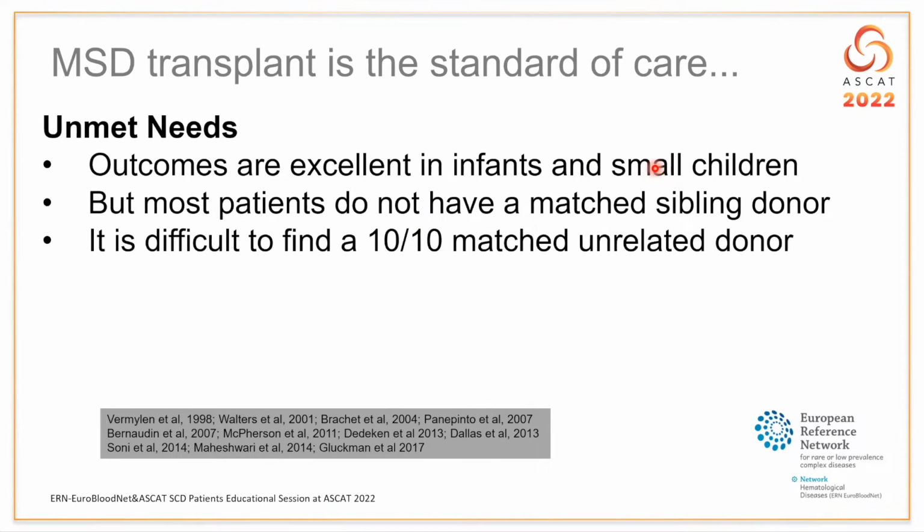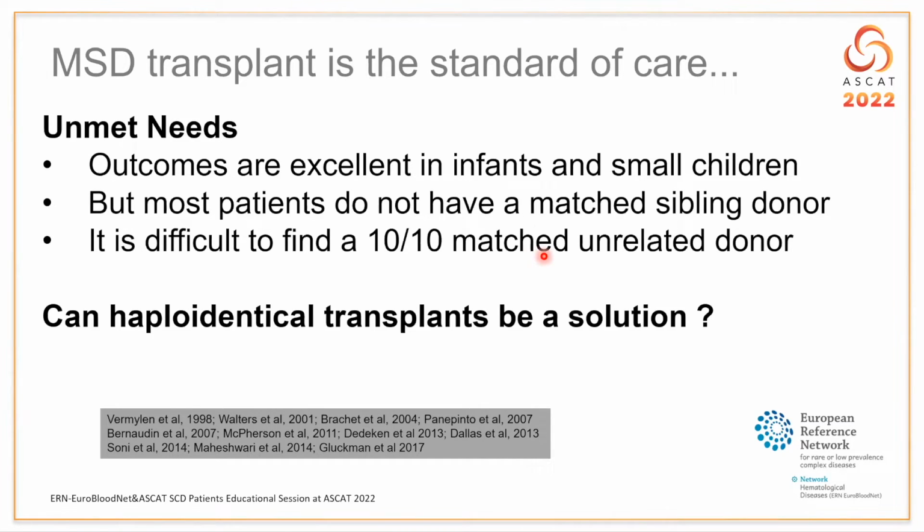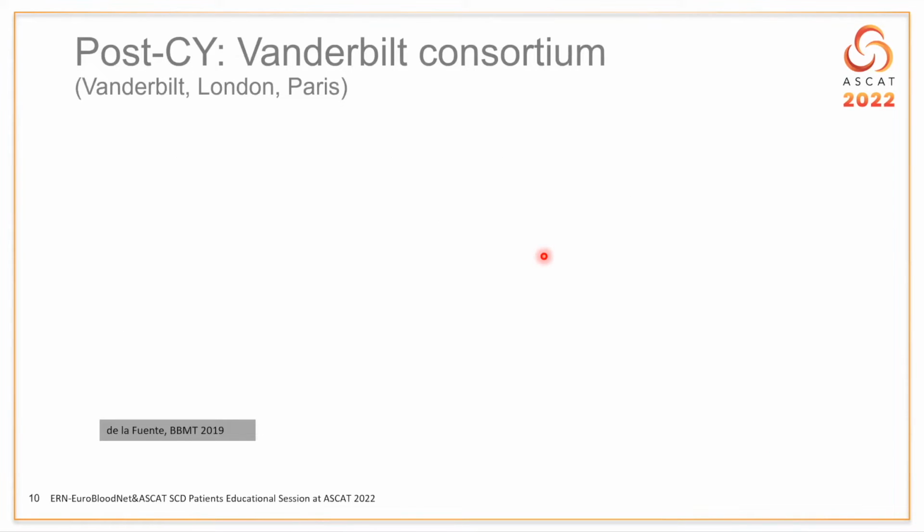And we have some unmet needs. Outcomes are very good in children and in infants, but they are not so good in older patients. The majority of patients do not have a matched sibling donor, and it is difficult to find 10 out of 10 matched unrelated donors. So can a haploidentical transplant, a transplant performed from a partially matched family donor, be a solution? Well, the answer is probably, yes.